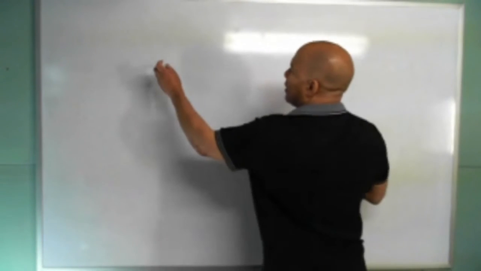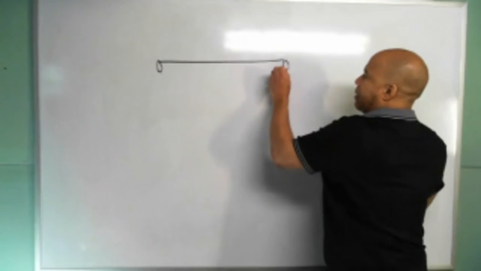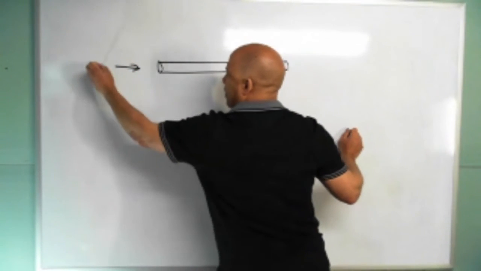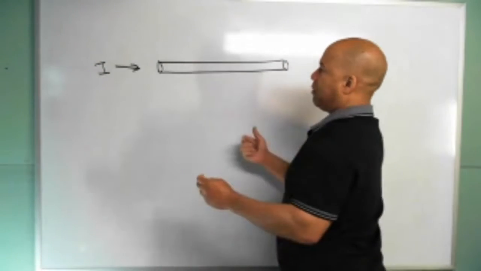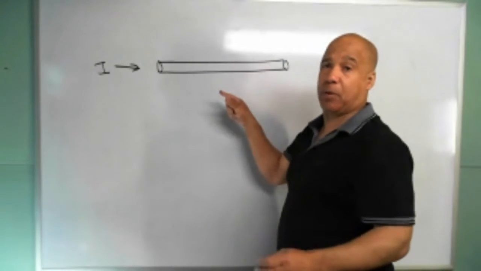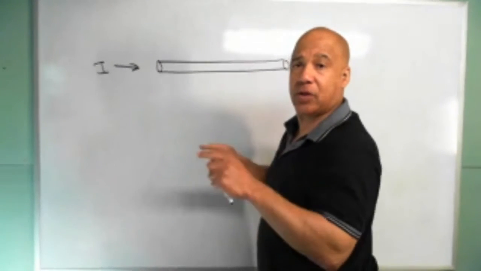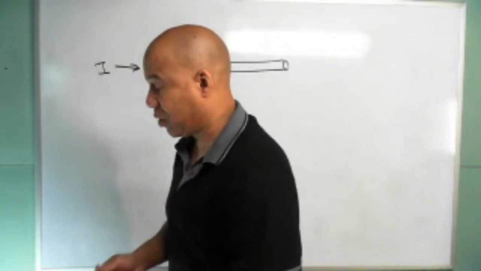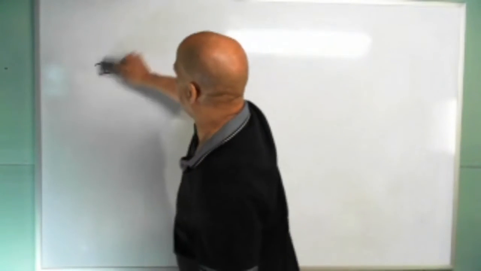So look at this. I showed you a straight conductor with current going through it, and we can use the right-hand rule to figure out the direction of magnetic polarity around it. What I'm going to do now is bend this wire into a coil. So instead of a straight wire, what if I bent it so that it looks like this?